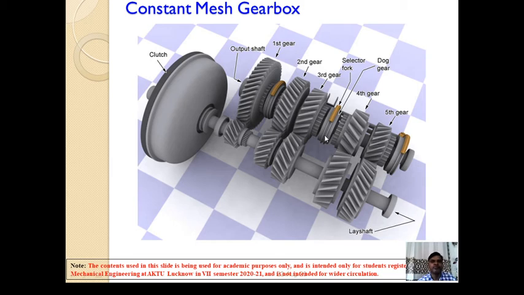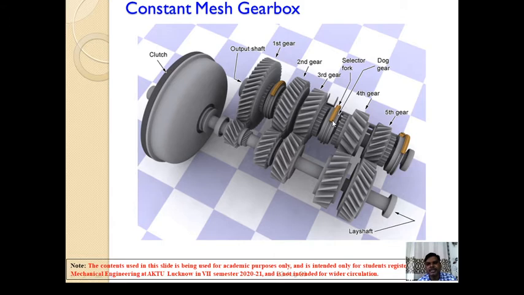For example, say one dog sleeve is that one, this is another dog sleeve, and this is the third dog sleeve. These dog sleeves can be slid left or right. In the case of the sliding mesh gearbox, we were sliding the gear itself. Here we'll slide only the dog sleeves to left or right to engage a particular set of gears. To obtain this, the main shaft, or output shaft, is splined, and these dog gears are also internally splined, they have internal splines.